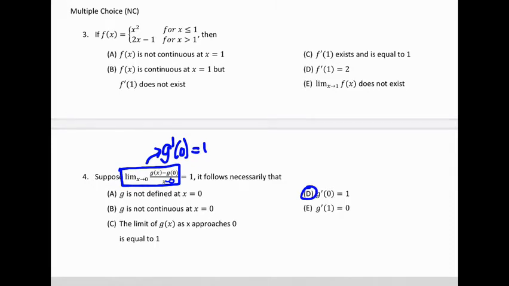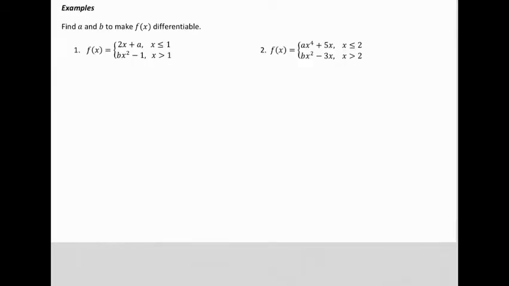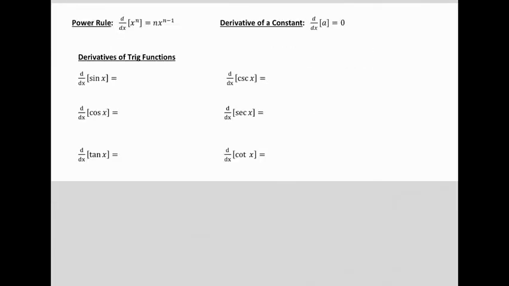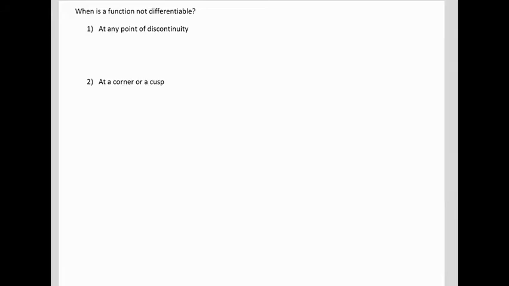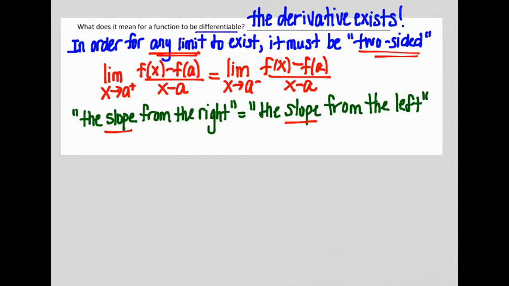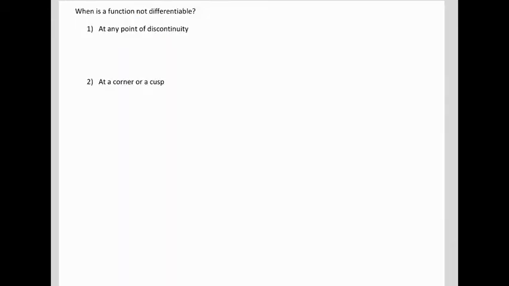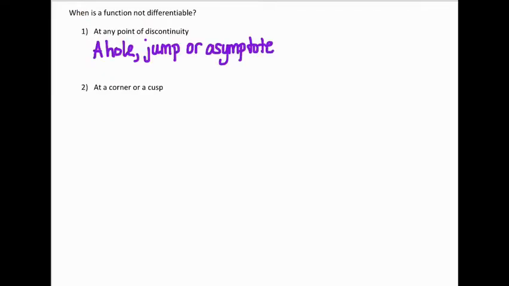Okay, now that we've seen an example of how you're just supposed to recognize that as the definition of the derivative, let's go back. We've talked about how to decide a function is differentiable and what the definition of the derivative is. When is a function not differentiable? First, at any point of discontinuity. So any hole, any jump, any asymptote, if a function is not continuous, it's not differentiable.